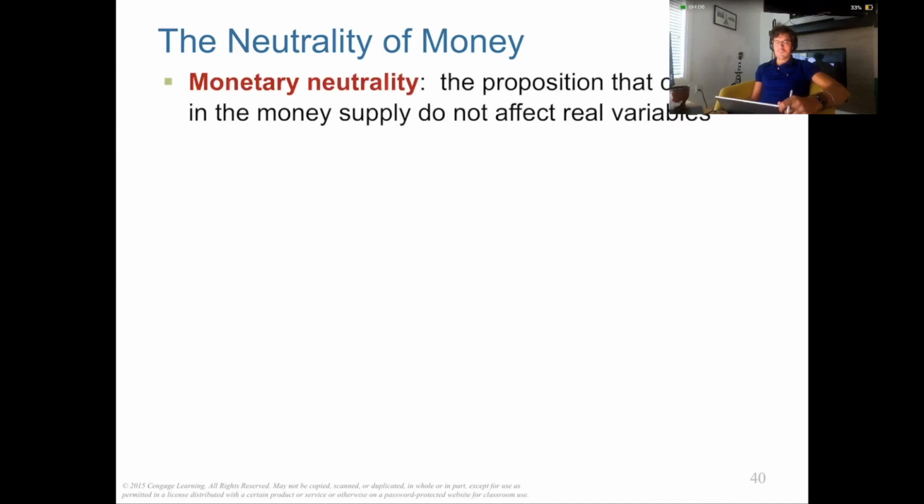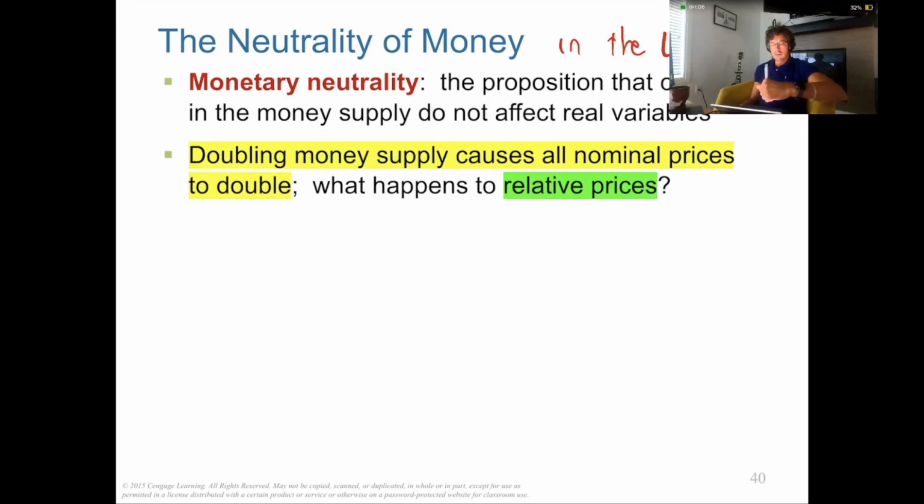So the neutrality of money. Money is neutral in the long run. Changes in the money supply or in any monetary factor, like even changing the money demand, do not affect the real variables. So doubling money in the long run causes only nominal prices to double. What happens to the real prices? Let us look at it.